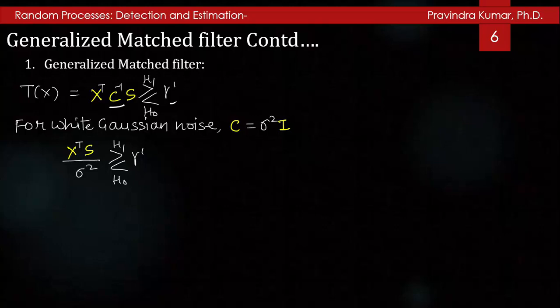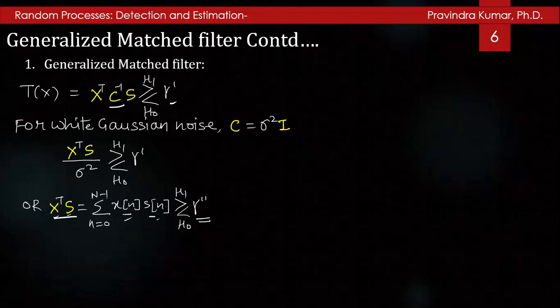So here the detector test statistic is x transpose C inverse s greater or less than threshold value gamma dash. I can also write x transpose s as the summation from n equals 0 to n minus 1 of x[n] s[n]. The first is in matrix form, and this is in observed value form. So it will be greater or less than the threshold value gamma double dash.